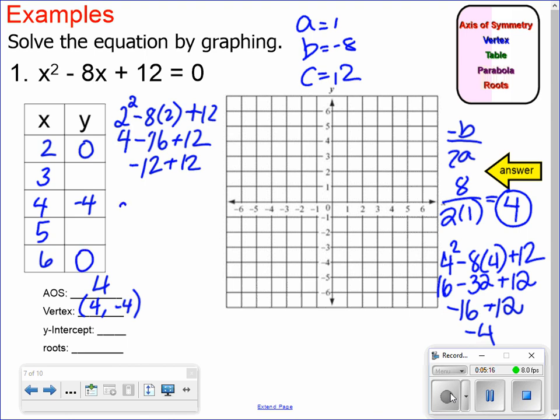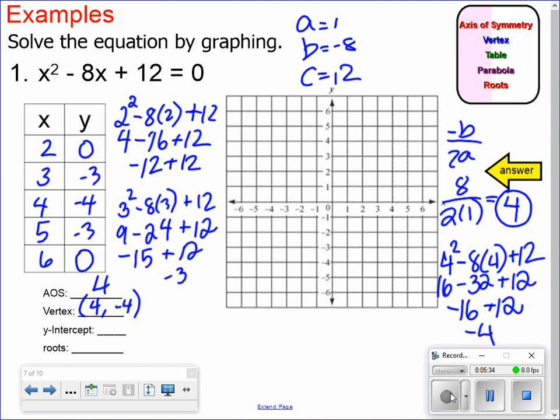Alright, I plug in 3, so it's 3 squared minus 8 times 3 plus 12. It's 9 minus 24 plus 12. That's negative 15 plus 12. Negative 3. Okay, so then I graph it. I've got (4, -4), I've got (3, -3), and (5, -3). I've got (6, 0), and I've got (2, 0). Graph it.